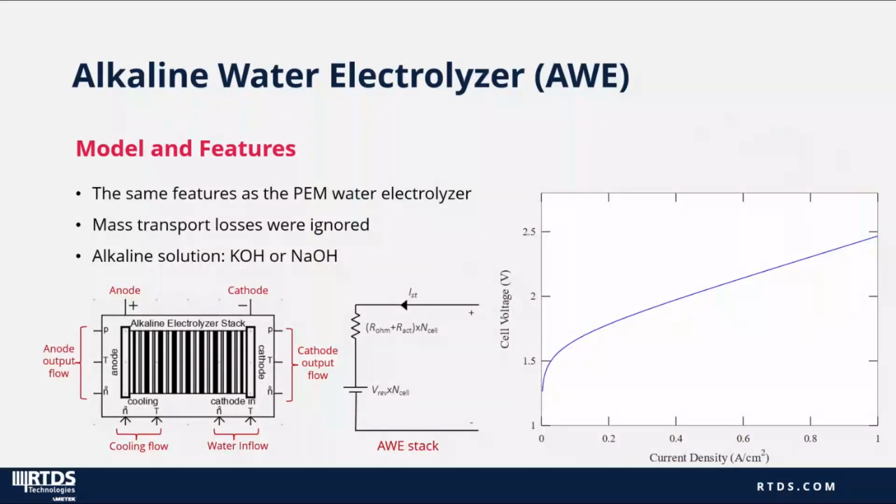The draft component, the equivalent circuit and the characteristic curve of the alkaline water electrolyzer are shown in the figures. The model has similar features to the PEM electrolyzer with some minor changes. Since alkaline technology operates at relatively lower current densities compared to the PEM type, the mass transportation loss is ignored in this model. The model is designed to facilitate both potassium hydroxide and sodium hydroxide electrolyte types.